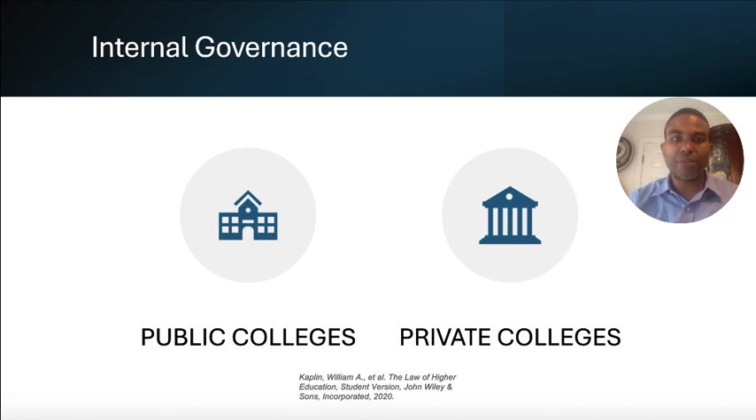All right, in terms of internal governance, those are decisions that are made within the institution, and we typically separate those into public colleges and private colleges. There are certain decisions that public colleges would make because they are essentially government institutions, and then there are some decisions that private colleges would make because they are private, and maybe they have a religious point of view in terms of how they make decisions, things they do, things they don't do, and that creates some differences in terms of policy.